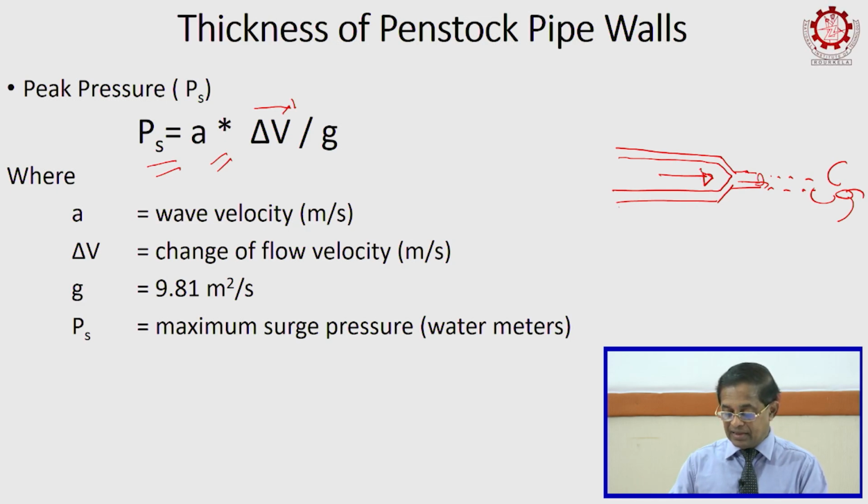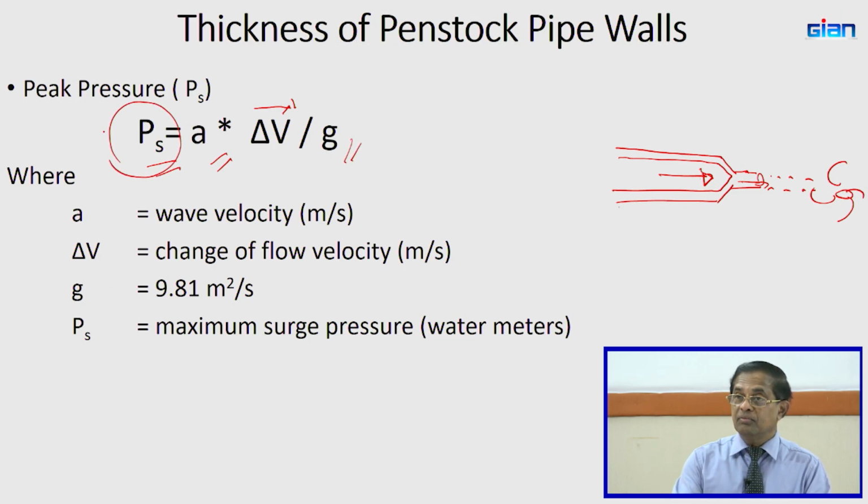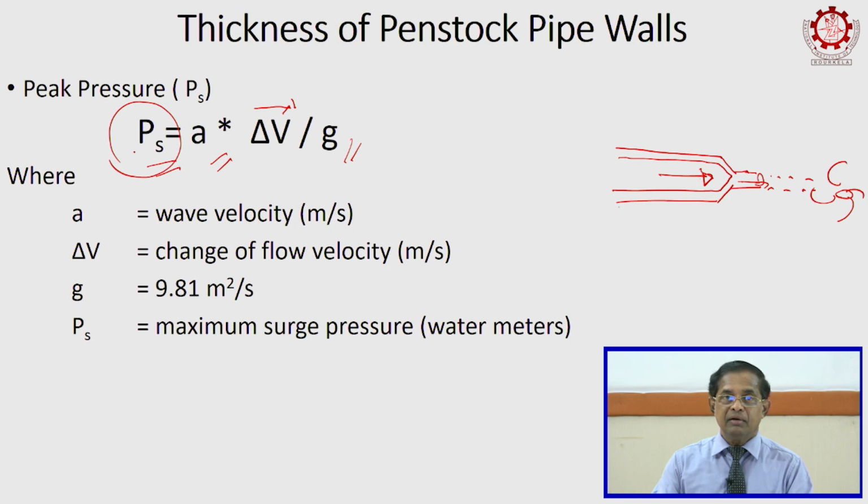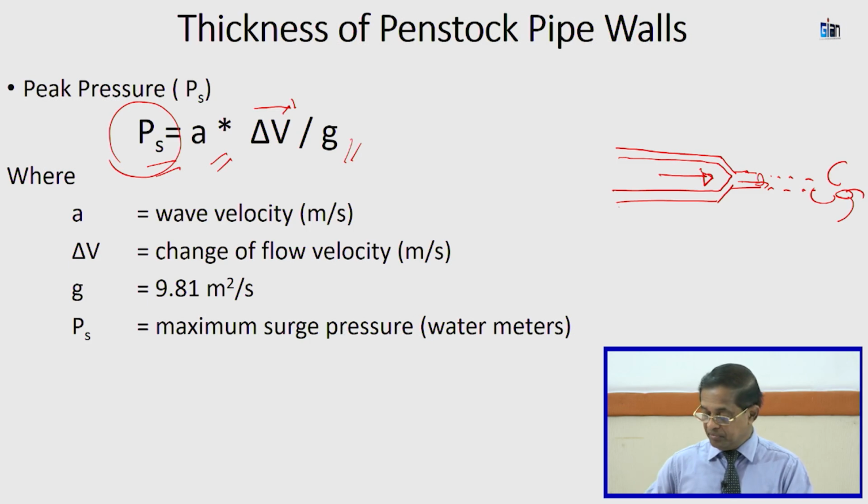So, we will take it as the maximum possible, divided by g, and we assume the penstock is subjected to this pressure plus the static pressure, and accordingly design the thickness. So, it will not be uniform for the entire penstock.